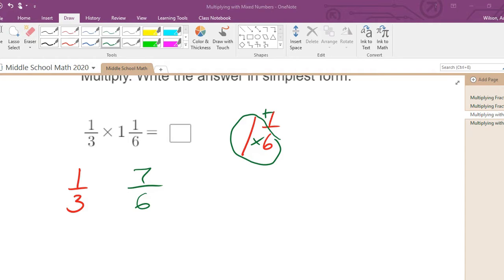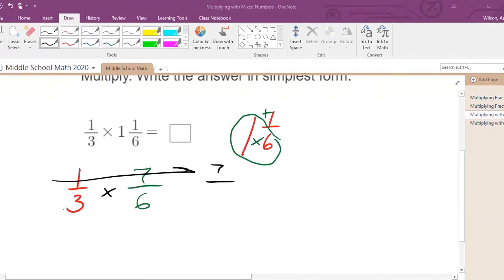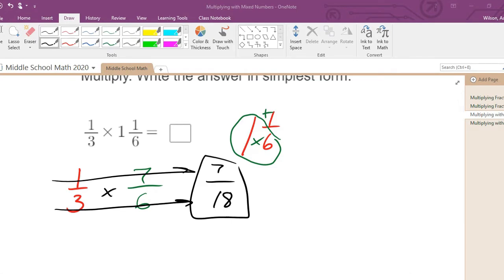And then we're going to multiply straight across. 1 times 7 is 7, and 3 times 6 is 18. And 7/18 cannot be simplified or reduced. So the correct product for 1/3 times 1 1/6 is 7/18.